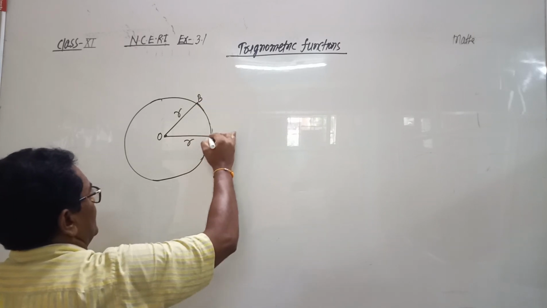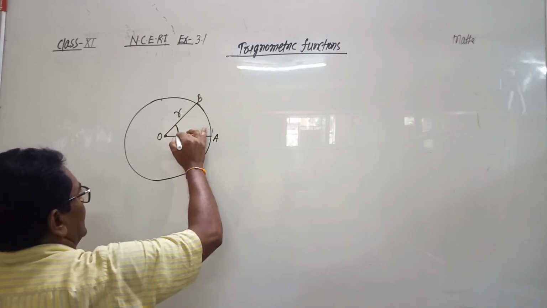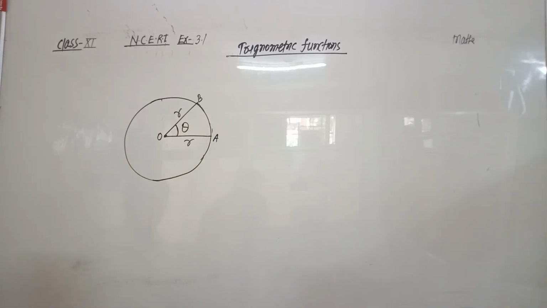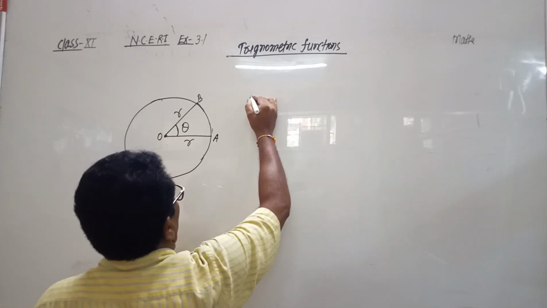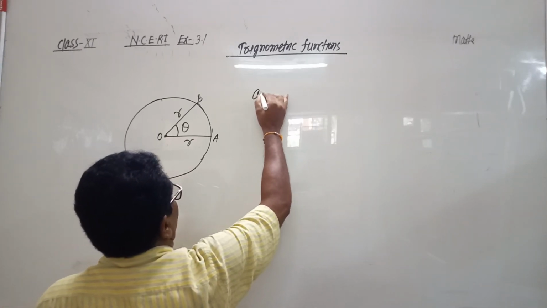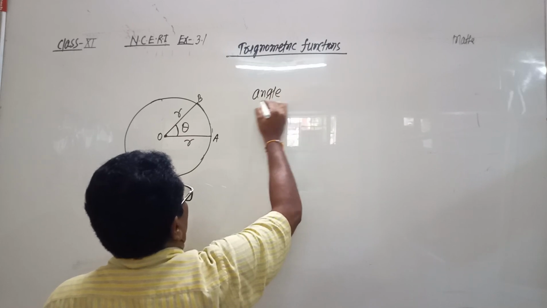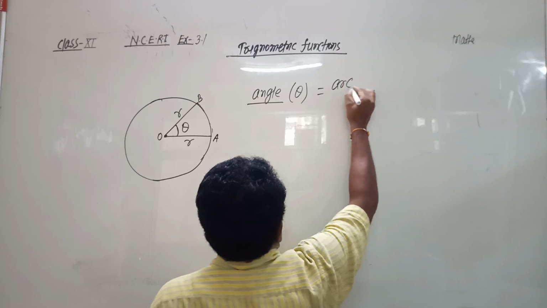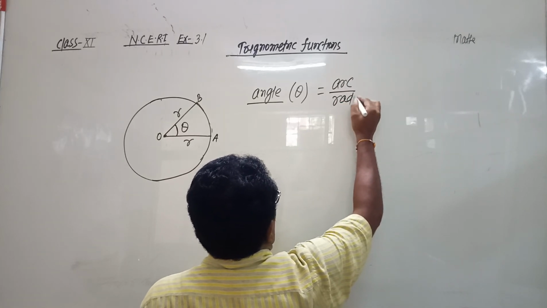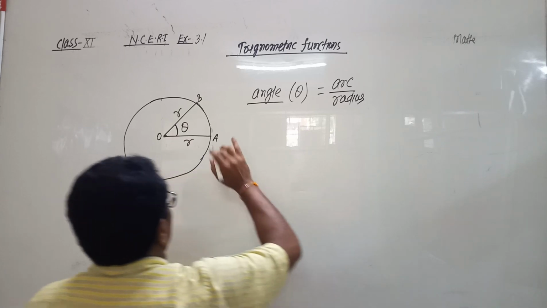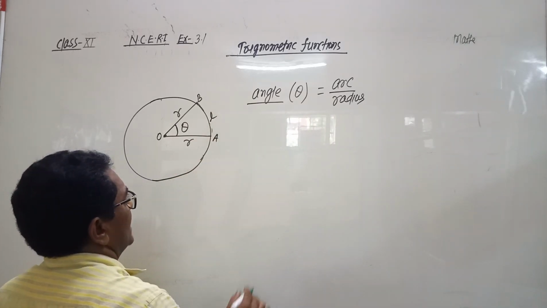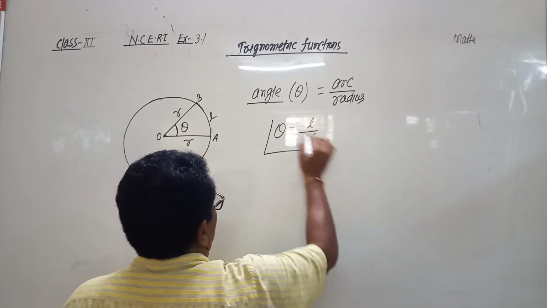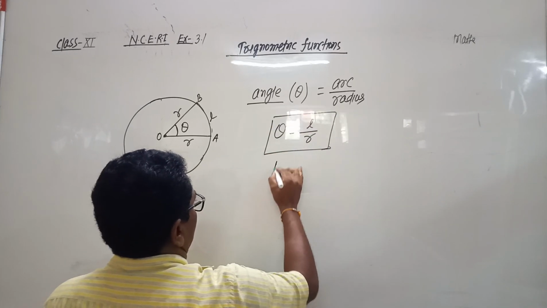The angle subtended at the center is theta. So the formula for finding the angle: angle theta equals arc upon radius. Arc means length of arc, which is represented by L. So theta equals L by R.